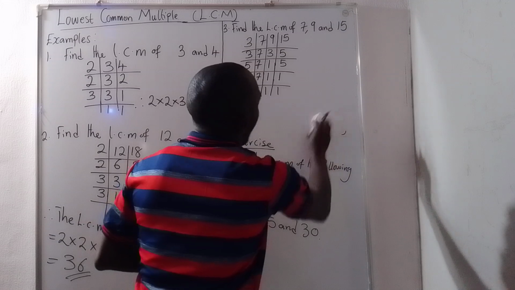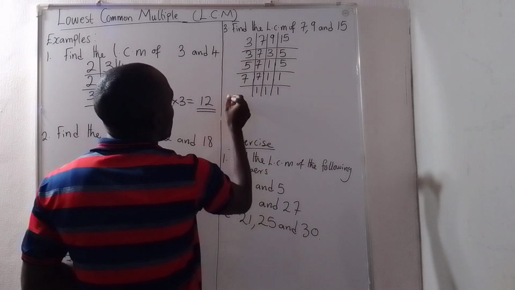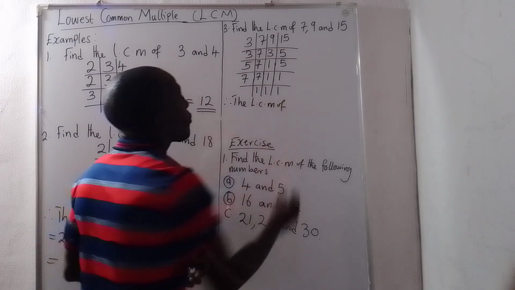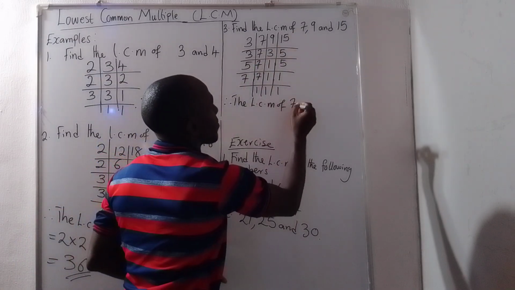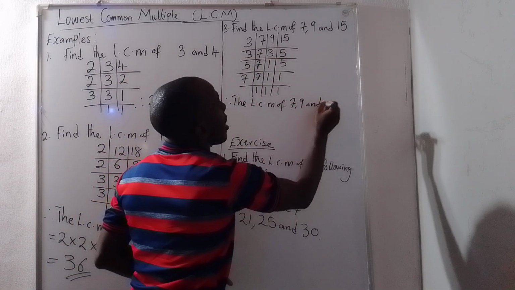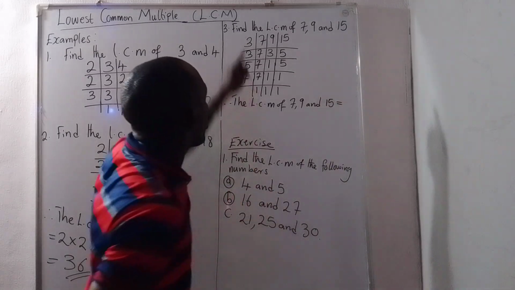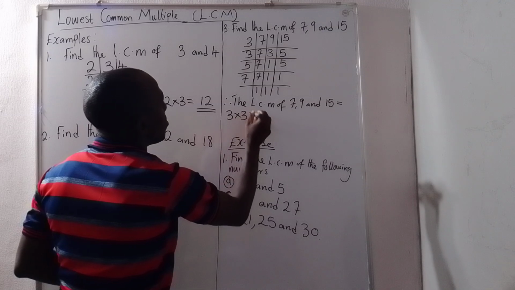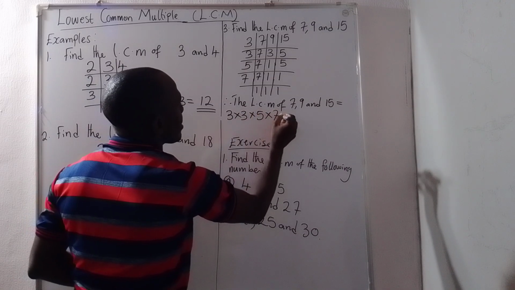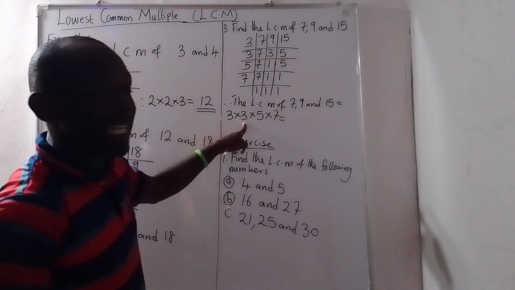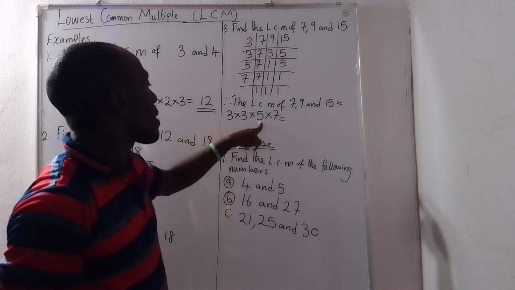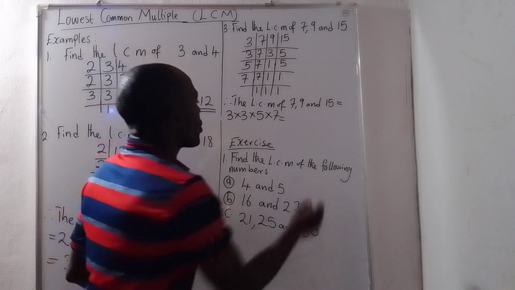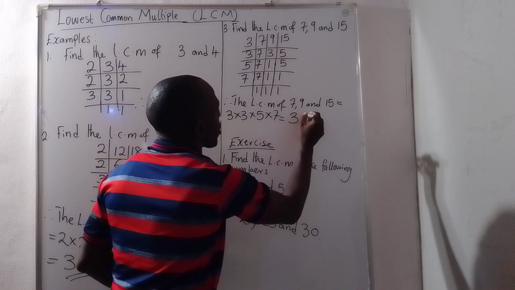So, therefore, the LCM of 7, 9, and 15 is equal to, we multiply these numbers. 3 multiplied by 3, multiplied by 5, multiplied by 7. 3 multiplied by 3 will give us 9. 9 multiplied by 5 will give us 45. And 45 multiplied by 7 will give us 315.